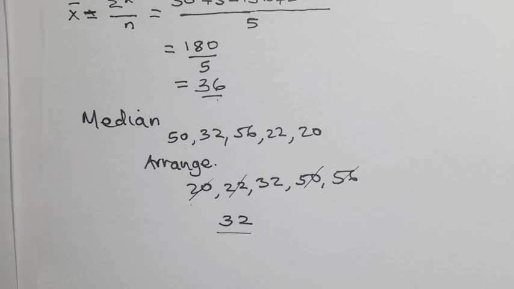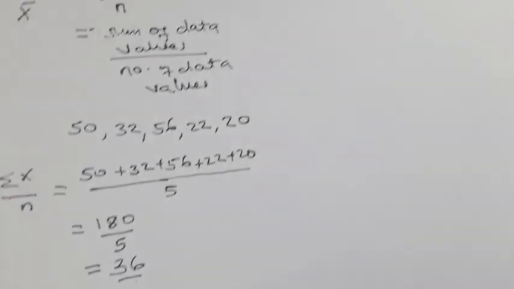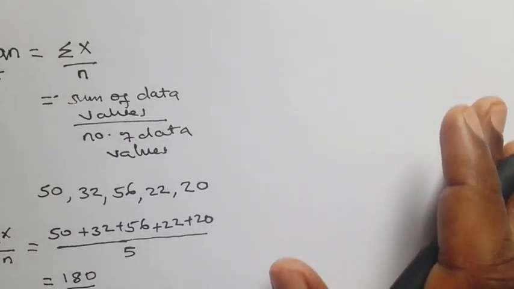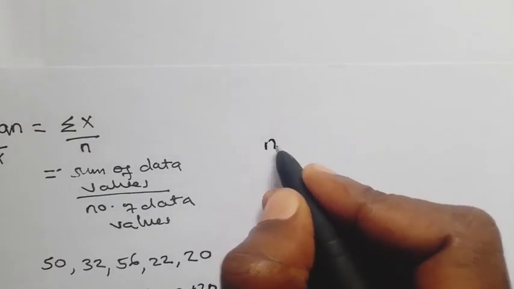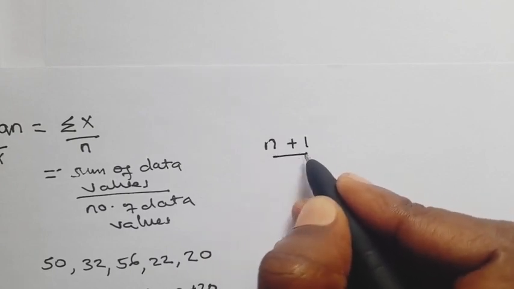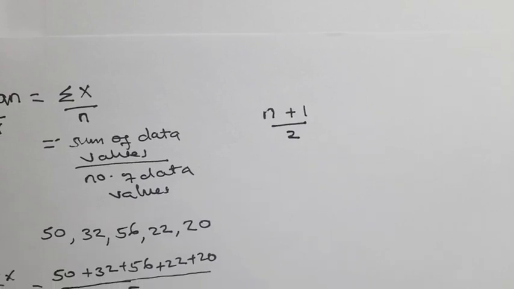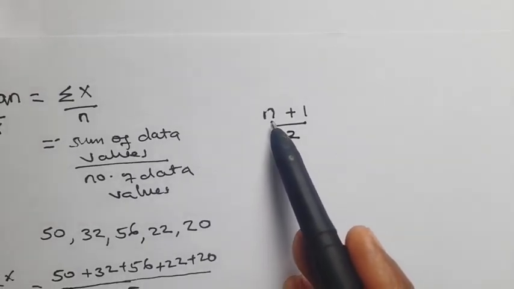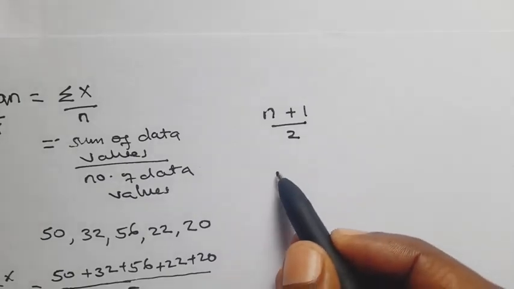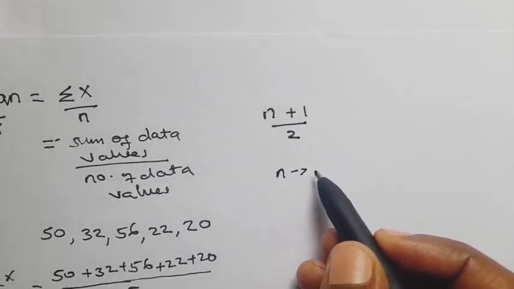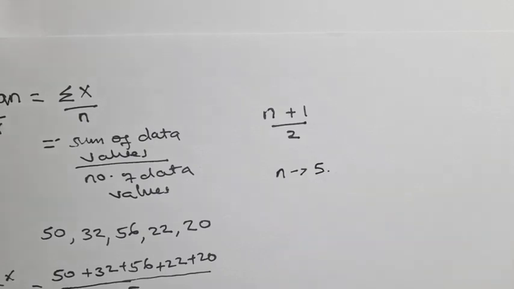At an odd number, we normally get the middle value the way it is by just counting as I have counted. But I want to emphasize that if the number of observations is odd, then to get the median, we take the value at the (n plus 1) over 2 position. Here n is the number of observations, and in this case the number of observations is 5.